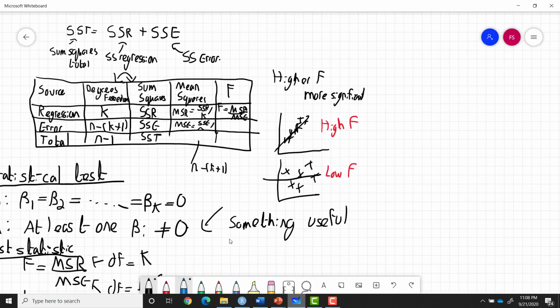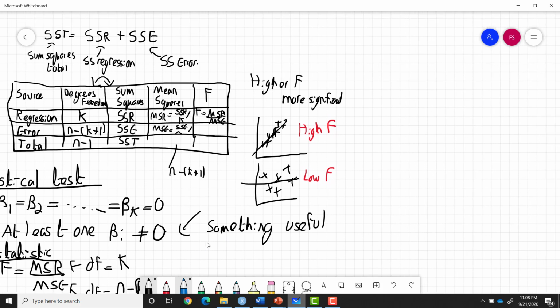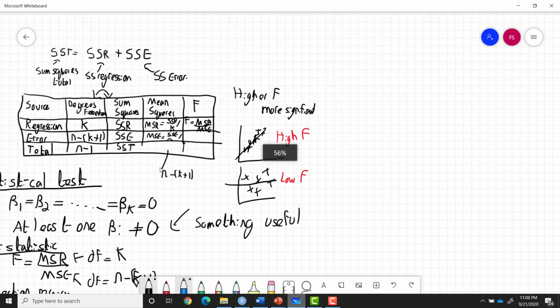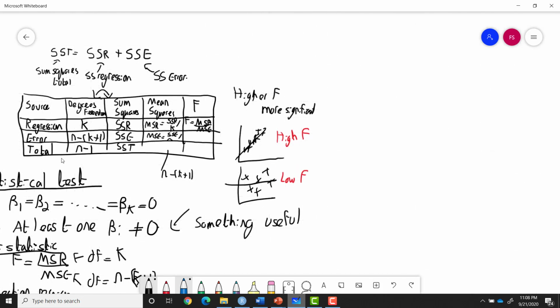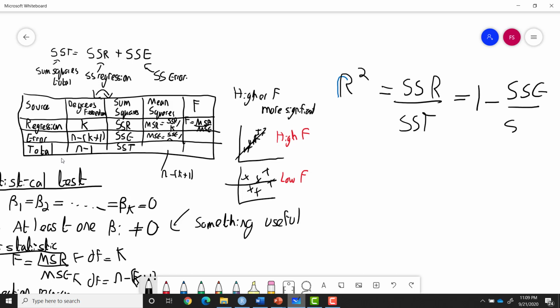Okay. Now let's go back to this table here. And we have something else that we're interested in. The r squared, let's get back to my black pen. The r squared is the sum of squares of the regression over the sum of squares total. And you can also write it, with a little bit of algebra, as 1 minus sum of squares error over sum of squares total.